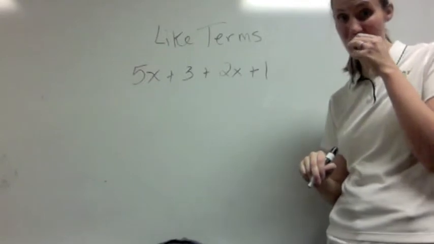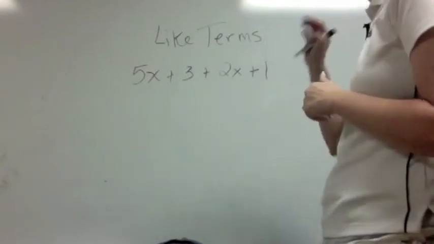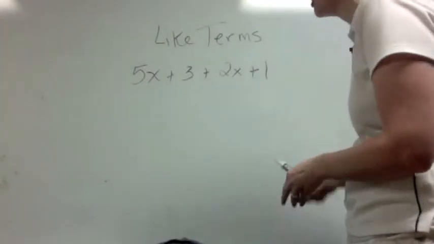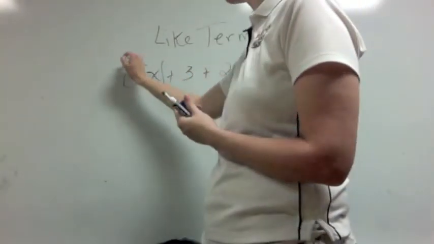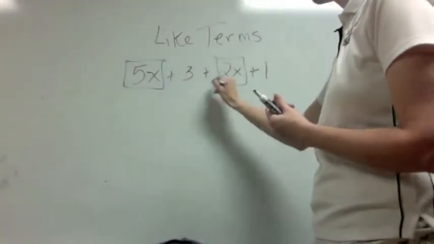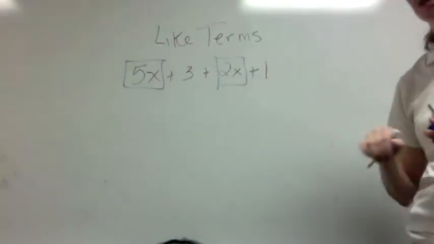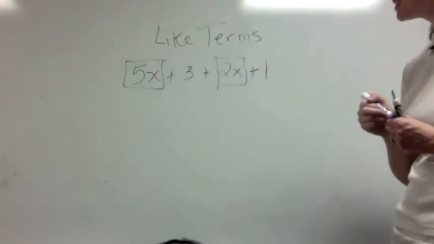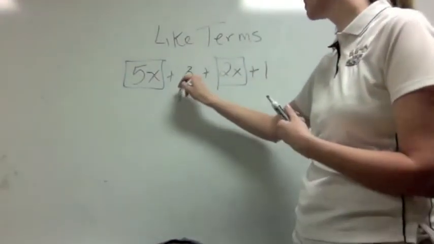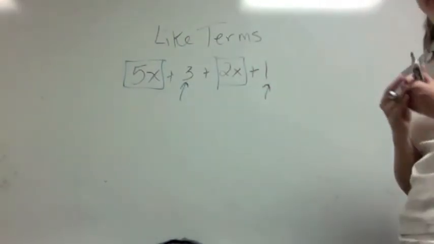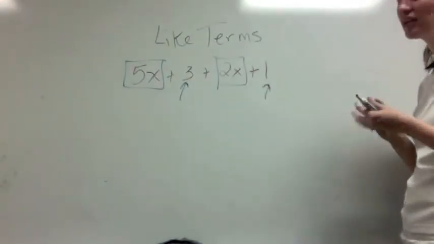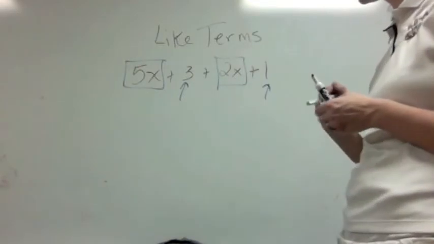In this addition problem, the like terms are going to be the ones with the same variable part. So our first set of like terms are going to be the 5x and the 2x because they both have an x for a variable. Our second set of like terms are going to be the two constants. They're like because they both are constants. They have no variable. So those are like terms.